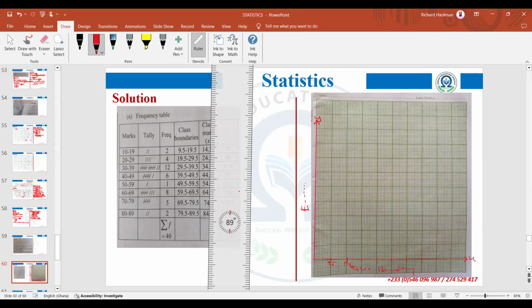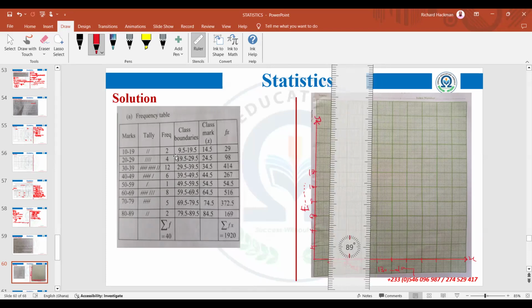Here, what do we have? You do your calibration. We said 2 centimeters to 2. So this will be 2, this will be 4, this will be 6. When you are calibrating, make sure you draw through the line, you indicate. Don't assume the lines. So 8, 10, 12. This is what we have. For the first bar, we need to look at the height. The height will be the frequency. Between 9.5 and 19.5, the frequency is 2.